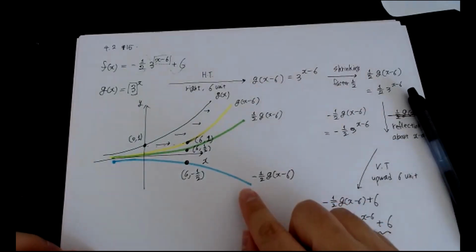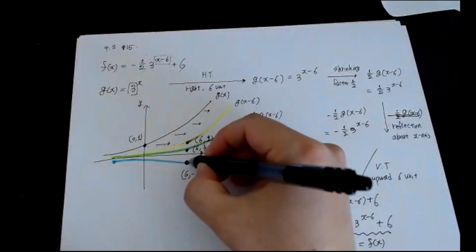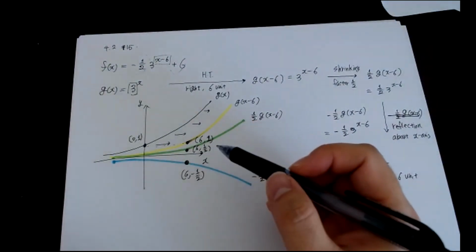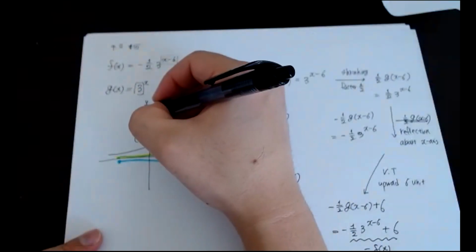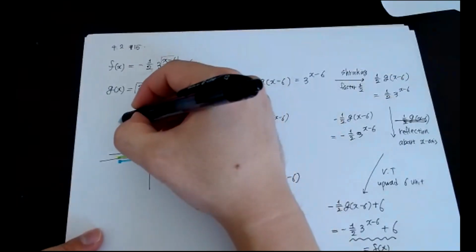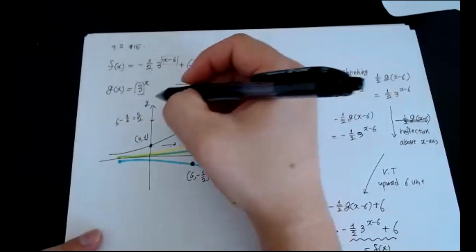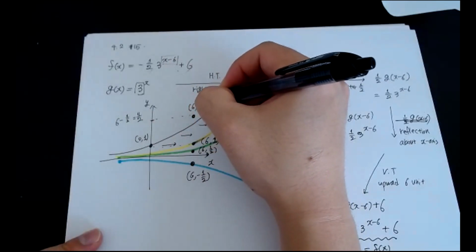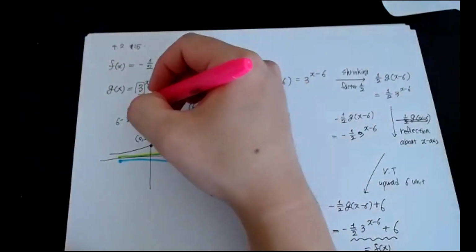So let me shift the graph, the blue one, upward 6 units. Then you see that point will be moved up: 6 comma negative 1/2, just shifted upward 6 units. Then we're going to get what? 6 minus 1/2 right here, which is 11 over 2, right? So this is going to be 6 comma 11 over 2. Okay, all right, so the graph must be like that.